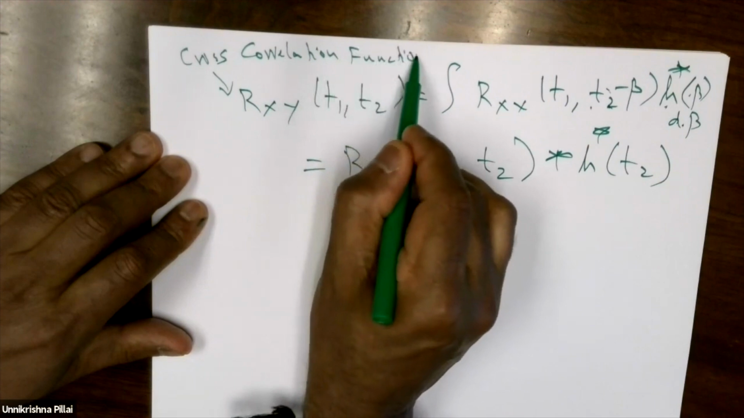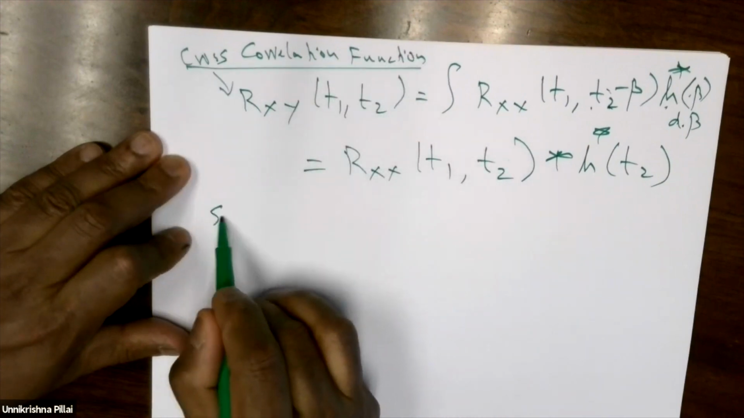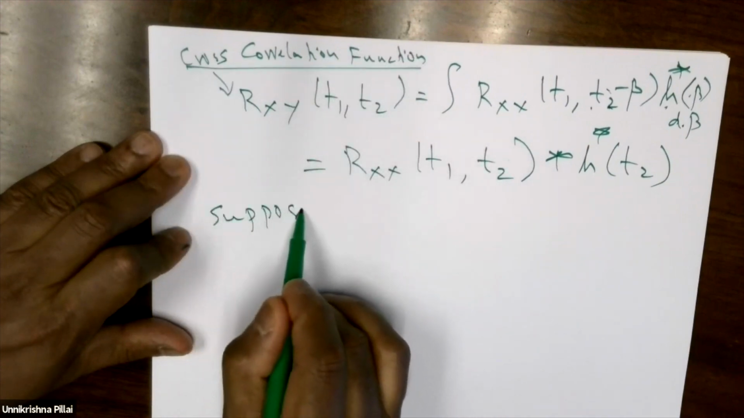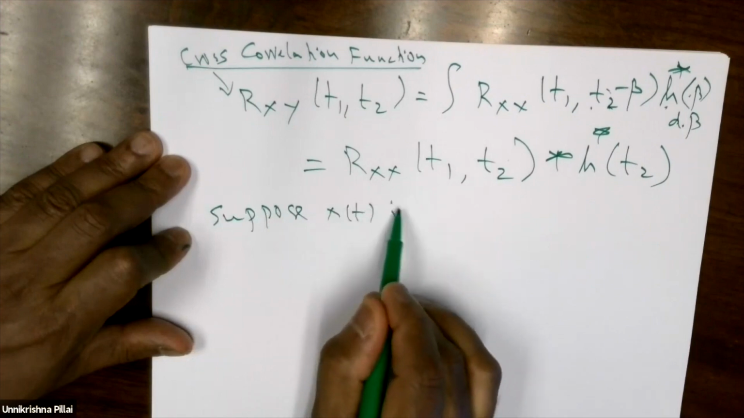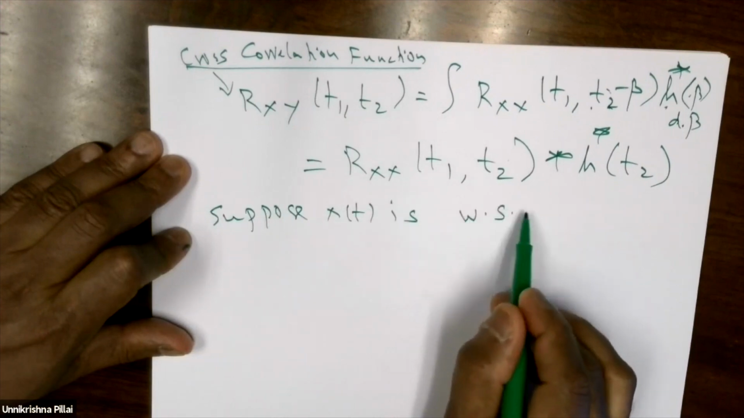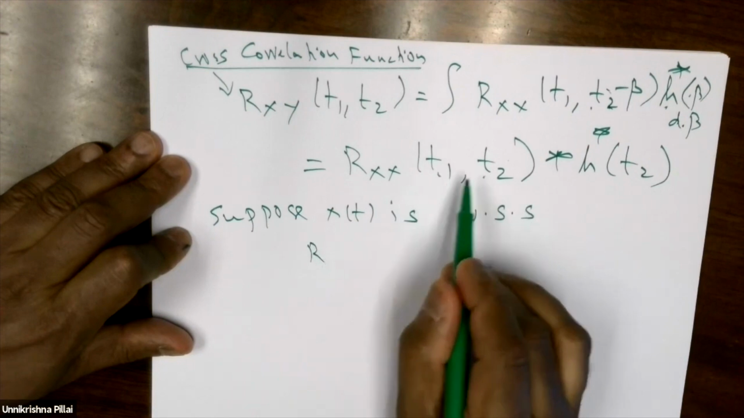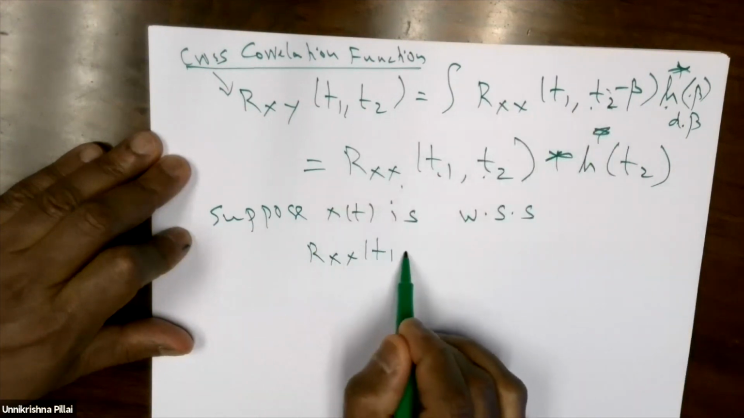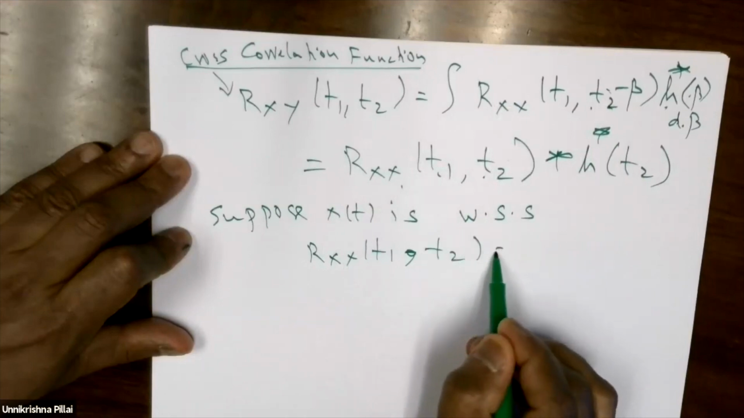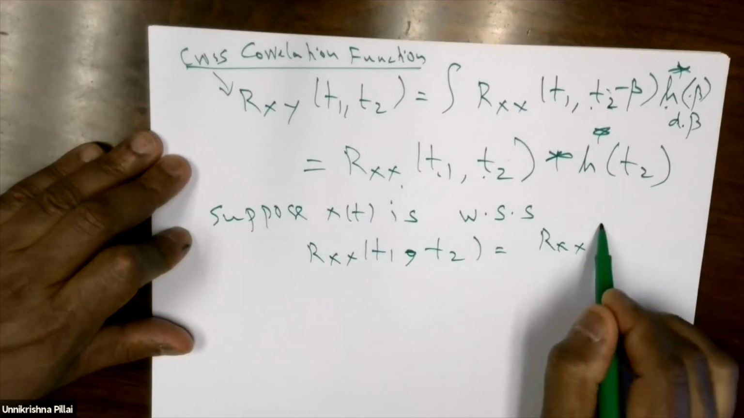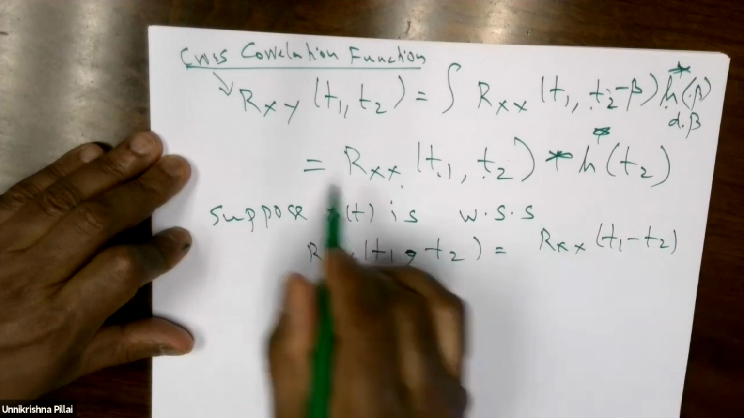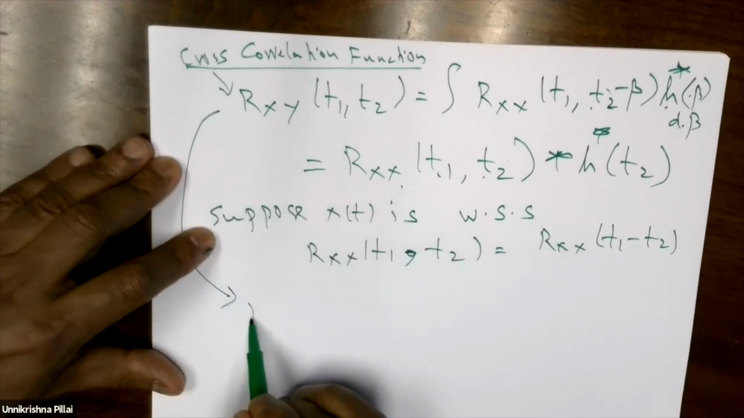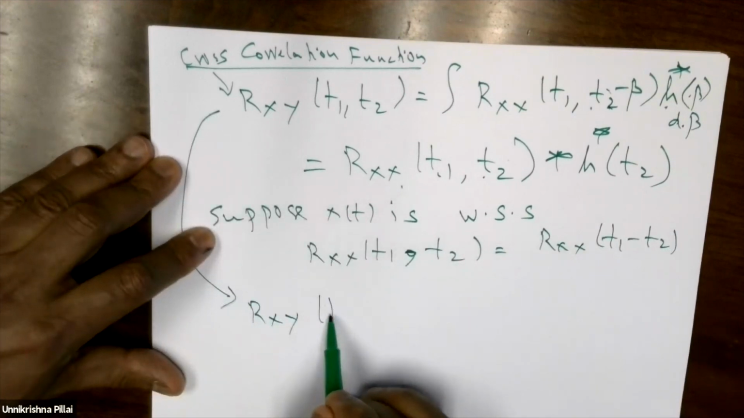Now, rather than come back later, let me also keep doing this special case. Suppose x of t is white-sense stationary. Then Rxx(t1, t2) is actually Rxx(t1 - t2). So I'm going to substitute it here. So this will give you Rxy(t1, t2).